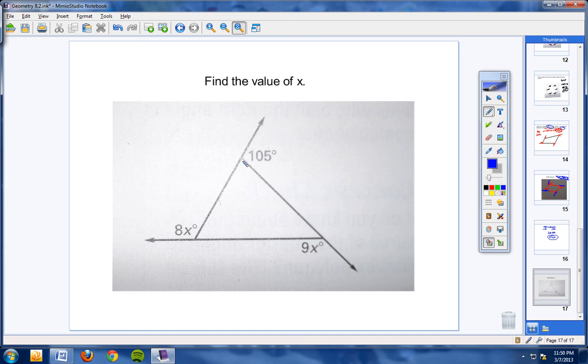I do want to show you what the original polygon was. It was a triangle. Here's the original polygon right here. There it is. And then someone extended the sides and got exterior angles. Okay? So see if you can find what the value of x is.